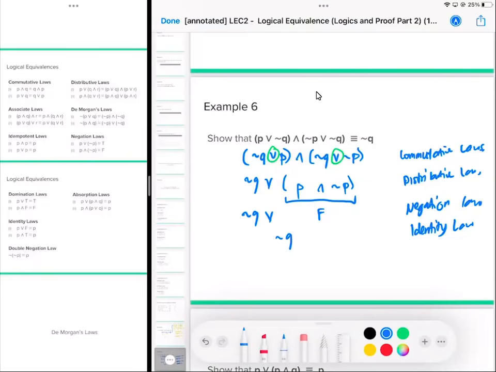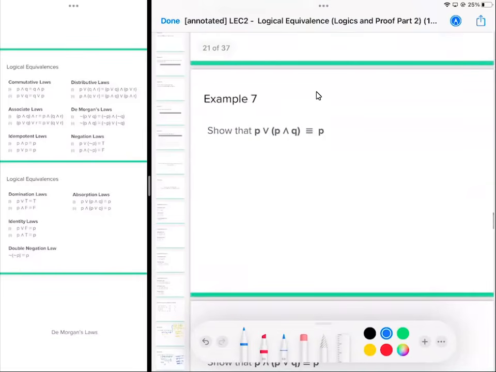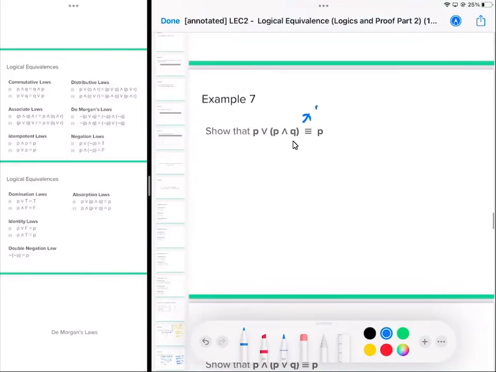Now, let's move on to another example. We have P or (P and Q) is logically equivalent with P. So is this familiar to you? So P or grouped P and Q is actually the what? This is actually the absorption law. But we will prove that this is indeed correct using the laws of logical equivalence.